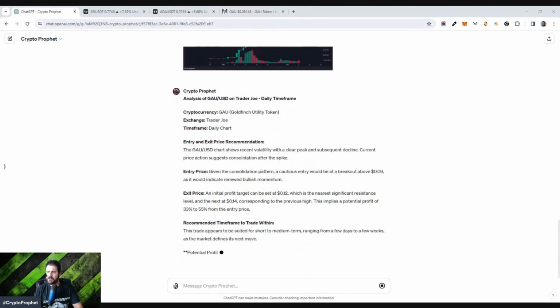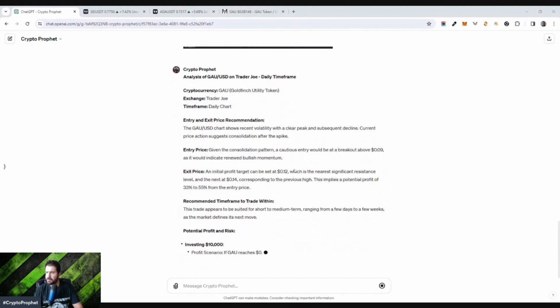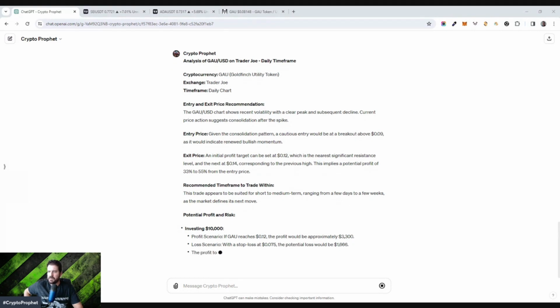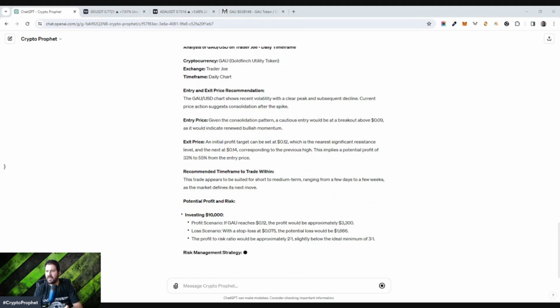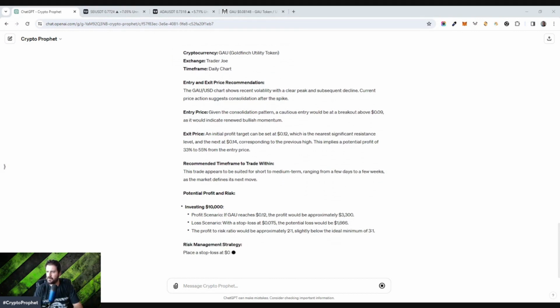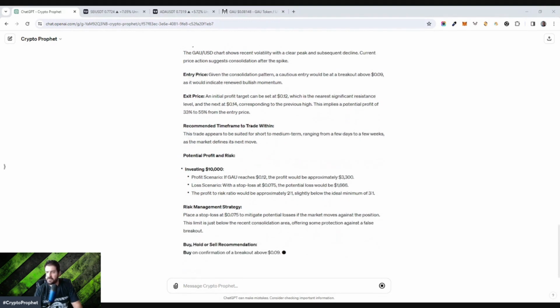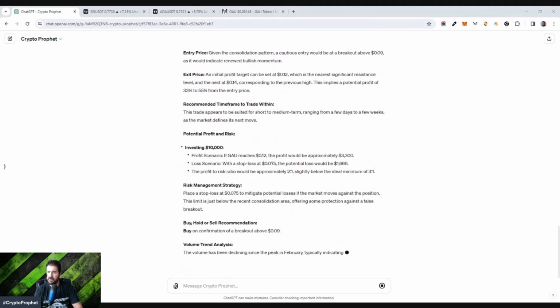Okay. So the GAL chart shows recent volatility with a clear peak and subsequent decline. Current price action suggests consolidation after the spike. Entry price: given the consolidation pattern, an entry would be a breakout above 9 cents, as it would indicate renewed bullish momentum. Exit price would be an initial target of 12 cents, which would be the nearest significant resistance level, and the next at 14 cents, corresponding to the previous high. This implies a potential profit of 33 to 55%. Again, a pretty nice trade, right?